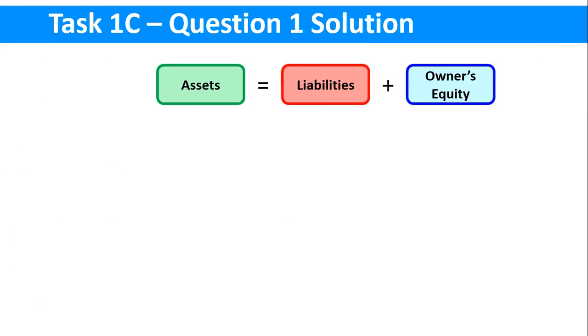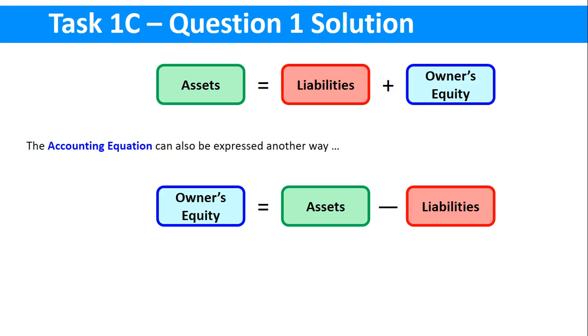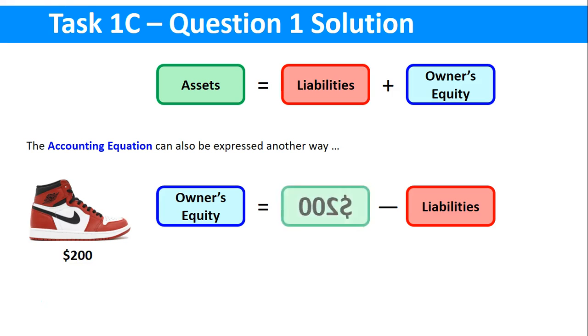So we can express it another way and look at it as owner's equity equals assets minus liabilities. So the accounting equation can be expressed either of those two ways. Applying that to the shoes, we said we had $200 shoes as an asset, but we take out the $150 liability to the bank, which means our owner's equity was $50.